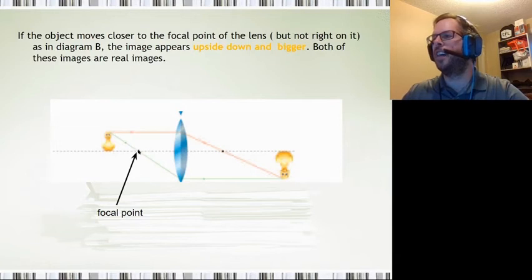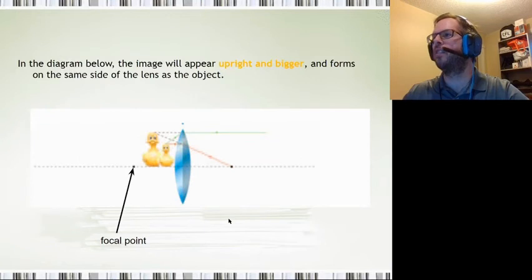Again, another image here showing similar, the center point would be here. The object is between the center point and the focal point. And again, you can see the image produced is inverted, larger, and it is a real image.